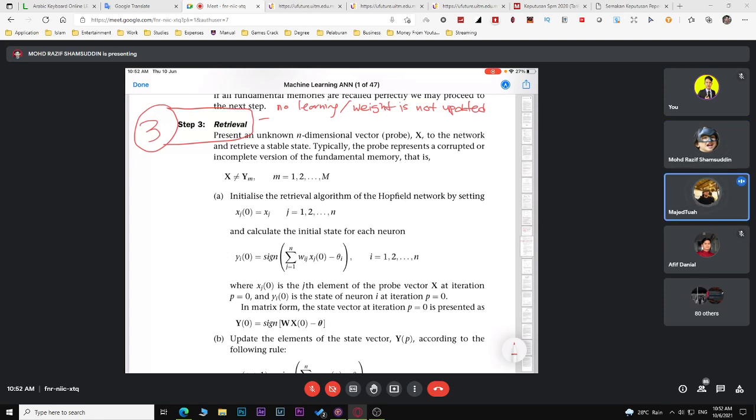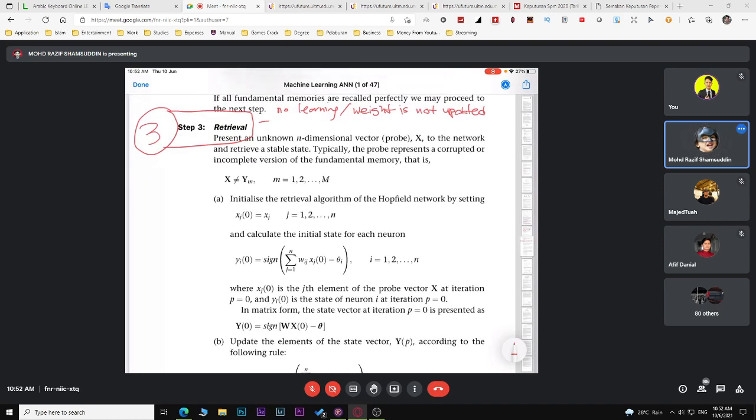Update the element of state vector. Update the element. Sebenarnya dah ada kata kat sini, present an unknown n-dimensional vector. Apa itu unknown n-dimensional vector? Okay, kita panggil probe. Bukan probe yang tu kan? Bukan probe yang ni.